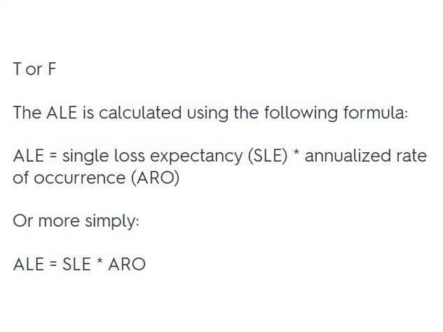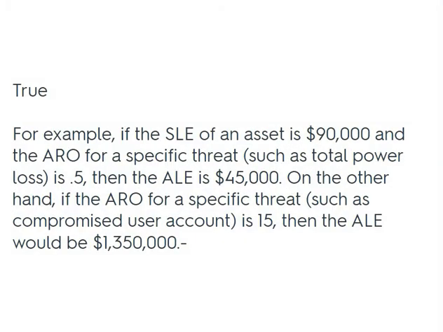T or F. The ALE is calculated using the following formula: ALE equals single loss expectancy times annualized rate of occurrence, or more simply, ALE equals SLE x ARO. True. For example, if the SLE of an asset is $90,000 and the ARO for a specific threat is 0.5, then the ALE is $45,000. On the other hand, if the ARO for a specific threat is 15, then the ALE would be $1,350,000.